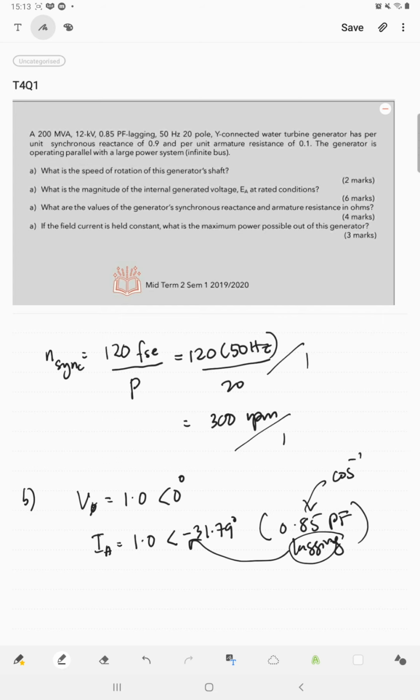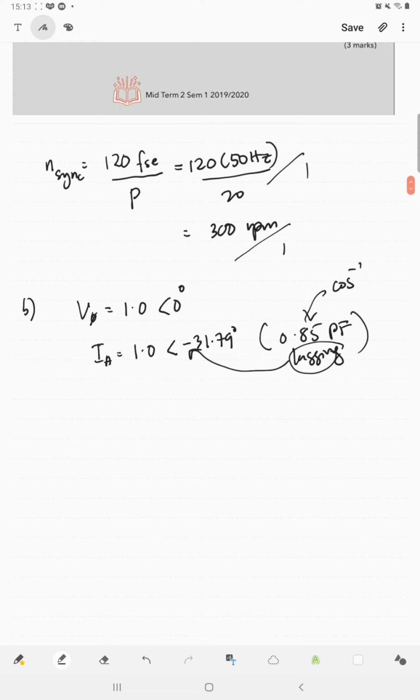So the current is lagging by 31.79 degrees. If we want to find the internal generated voltage, we can do two different things. Either we calculate everything in per unit first and then convert to real values later, or we convert straight away to real phase voltage and current, and then calculate the rest of the equation with real values. I'm going to use per unit values straight away in the equation.